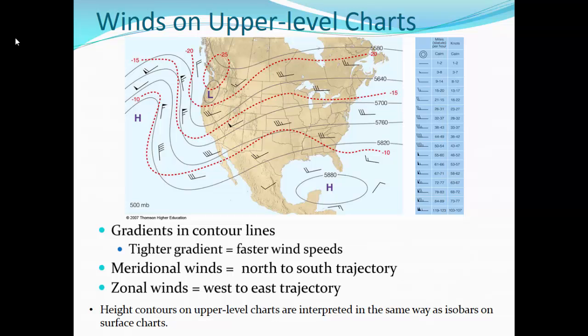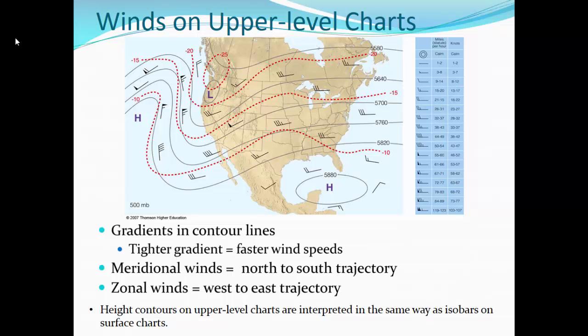Now, where those contour lines are due north and south, as you see over the Pacific Ocean, we call that a meridional wind or a meridional flow because it's following the meridians, the lines of longitude. That's a north to south or a south to north trajectory. Where the winds are more west to east, that's considered a zonal flow. And these height contours on upper level charts are interpreted in the exact same way as isobars are on surface charts.